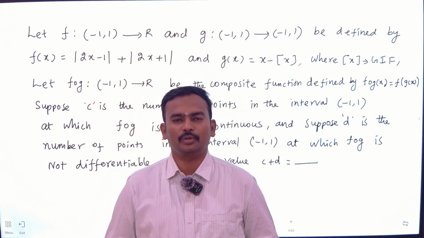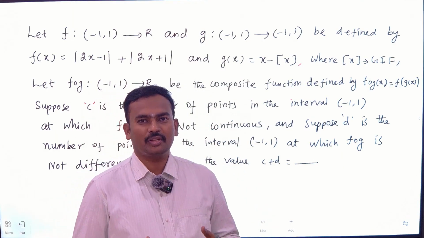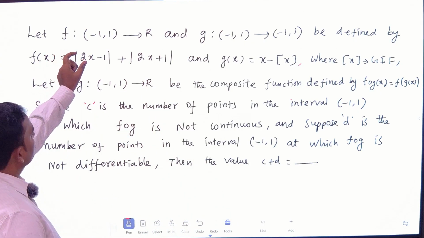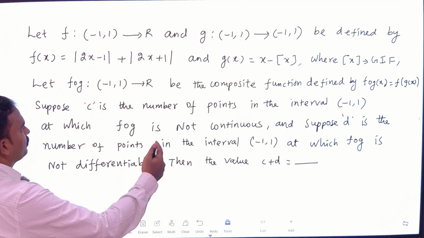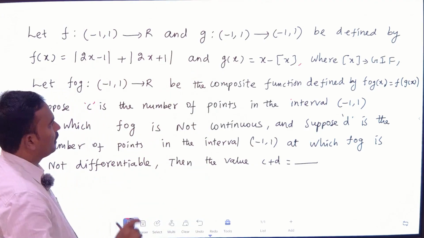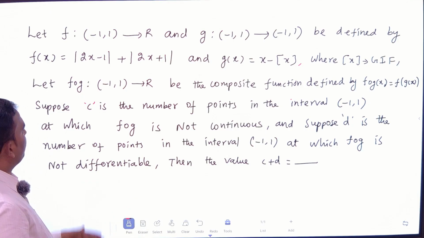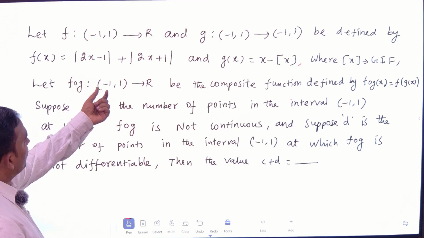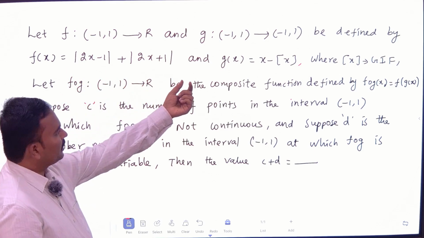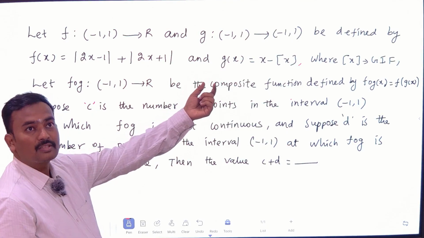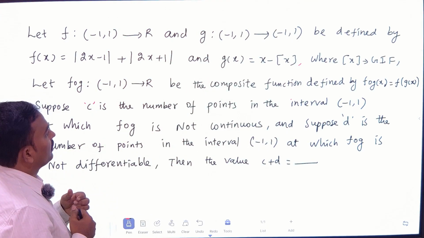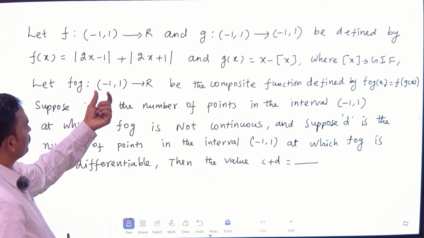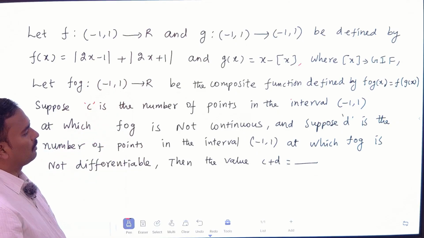Today I am going to discuss with you a very interesting IIT JEE Advanced question. You can see the function f from the open interval (-1, 1) to real numbers, and g also from the open interval (-1, 1), defined by f of x equals modulus of 2x minus 1 plus modulus of 2x plus 1, and g of x is given as x minus the greatest integer function of x. Okay, so the composition f∘g is defined from the open interval (-1, 1) to real numbers.